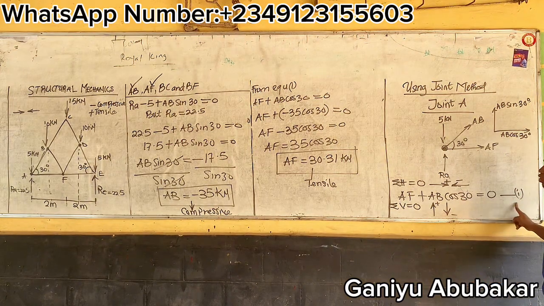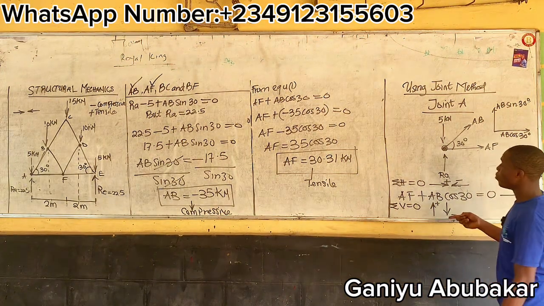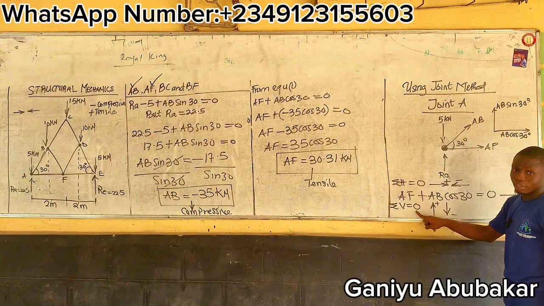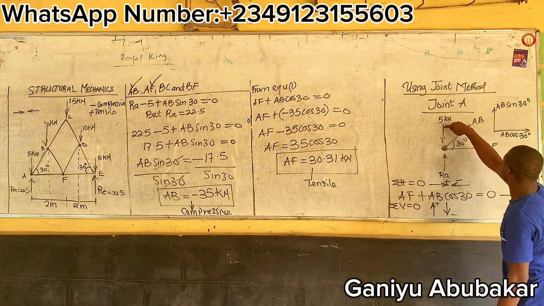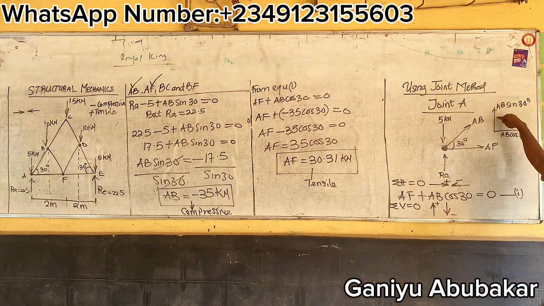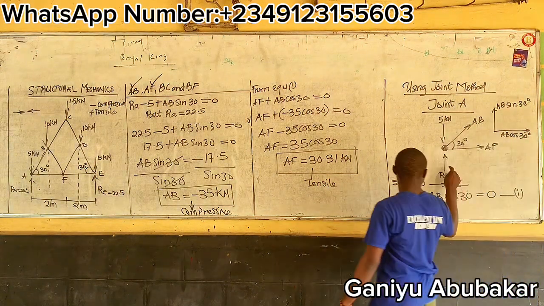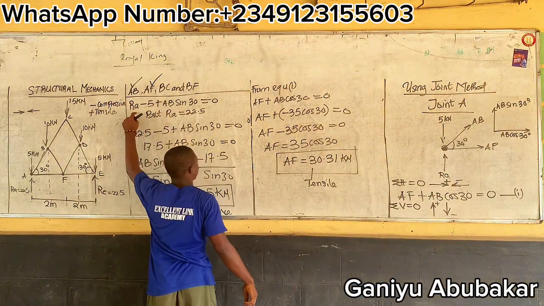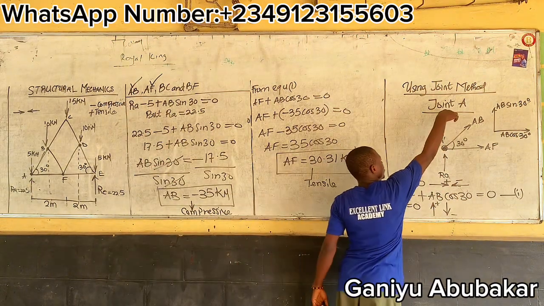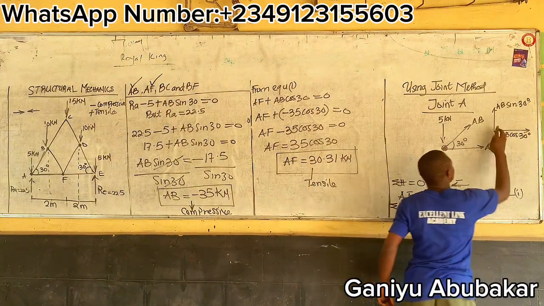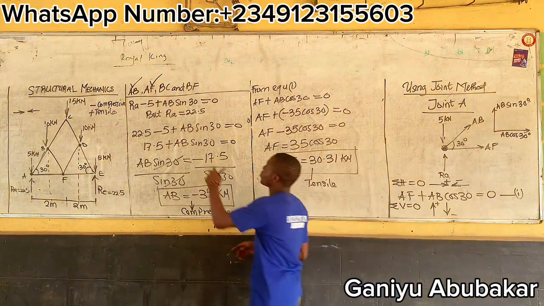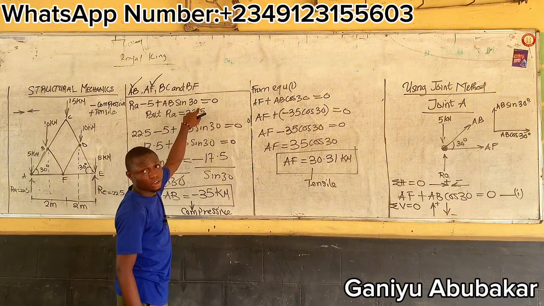When I'm done with this, go to your second condition of equilibrium that says solution B is 0, Abby. Which forces are acting in these two forms? 1, 2, and 3. Put them there. Start with RA. This is my RA, Abby. Mind you, 5 is going downwards, so negative 5. This one is going upward, so positive AB sin 30. Equal to 0, Abby.